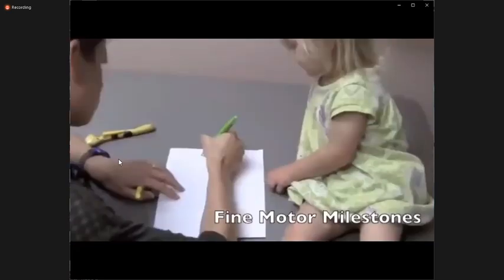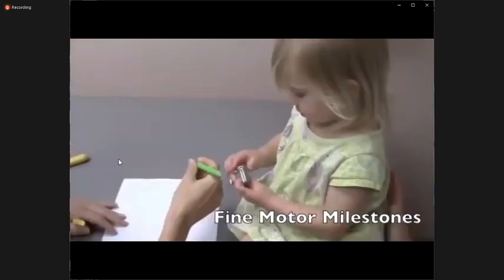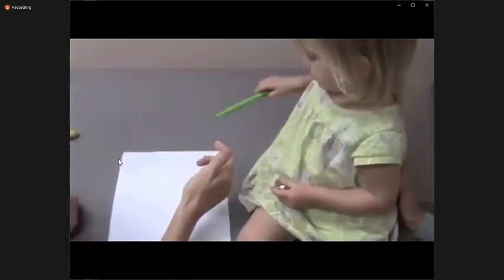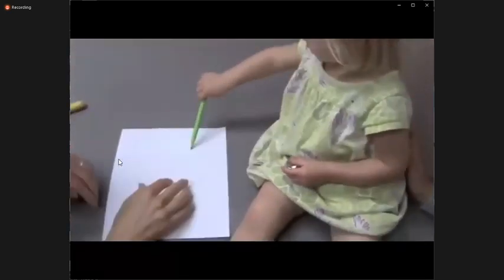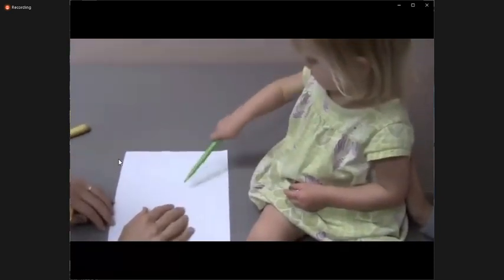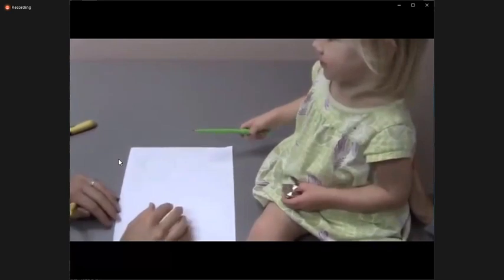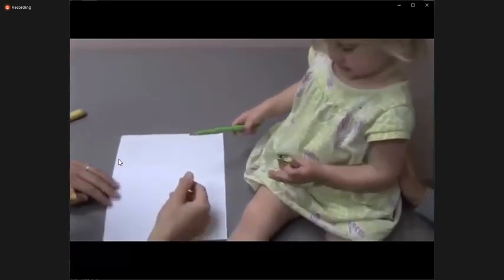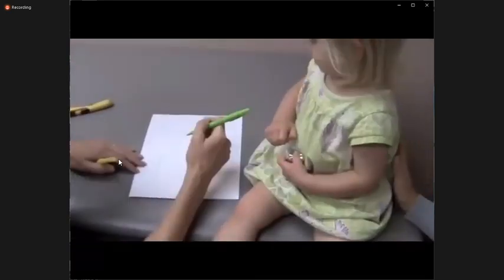All right, so here I'm going to draw a circle. Is this a circle? Can you draw a circle? So see, she draws a circle very nicely. She can mimic certain shapes. I'm going to draw a straight line. See, it's a straight line. Can you draw a straight line?